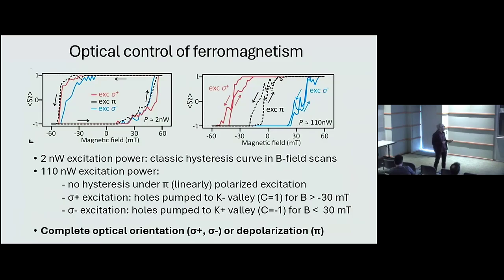So basically, what that is telling us is that if you sit at zero magnetic field, by pumping with sigma plus, we can prepare the holes in the C=1 Chern insulator state, whereas with sigma minus, we can prepare them in the C=-1 state. And this exists for a finite range of magnetic field.